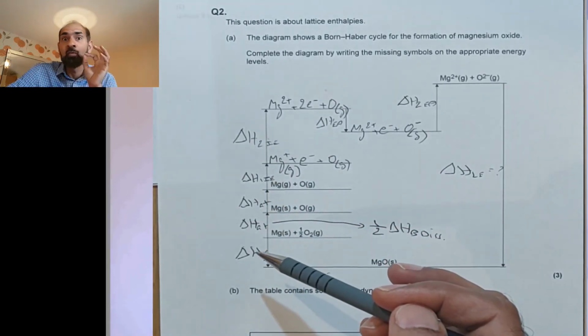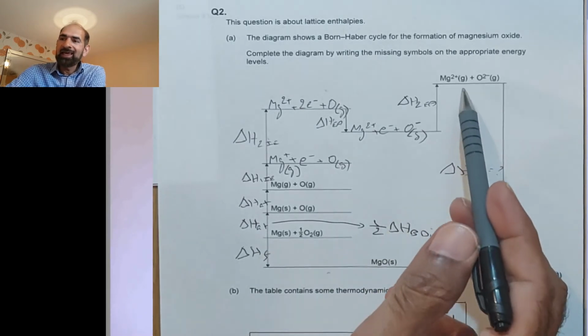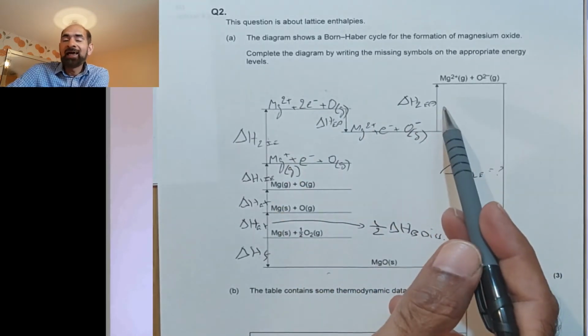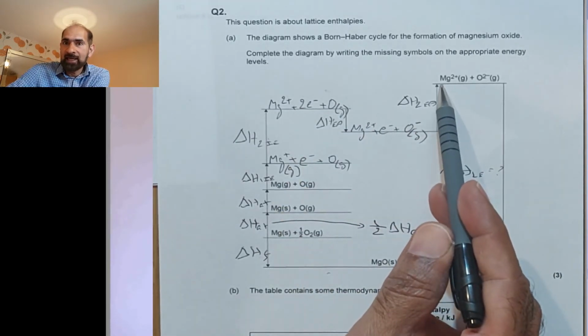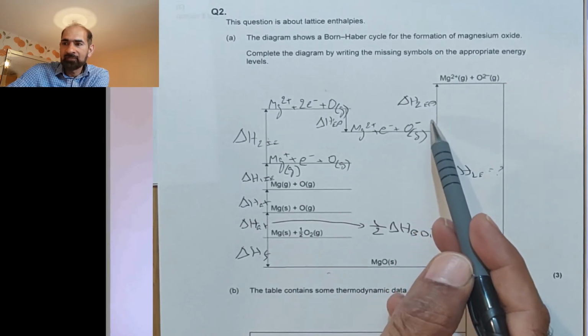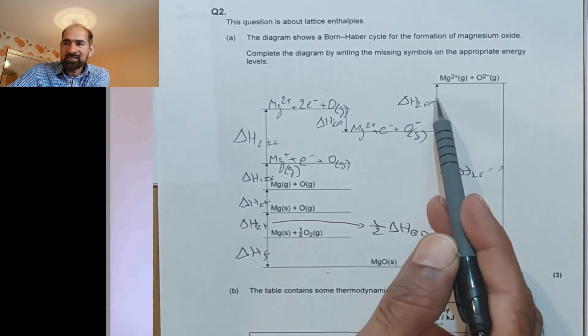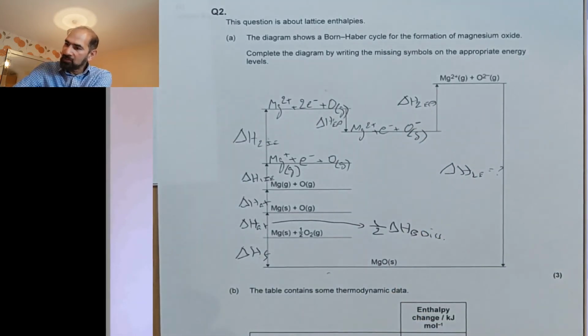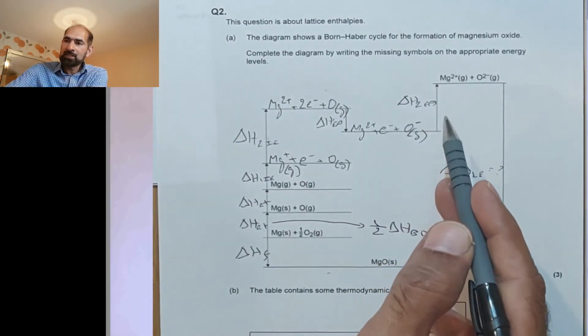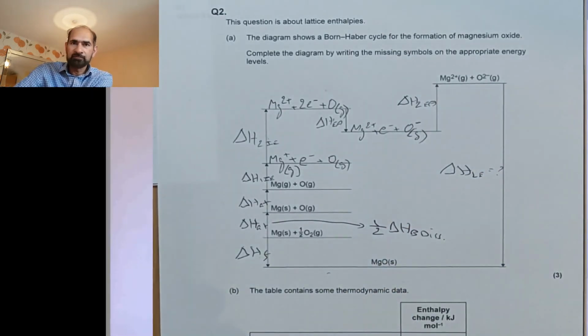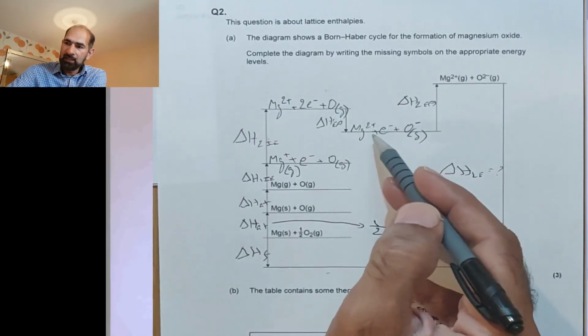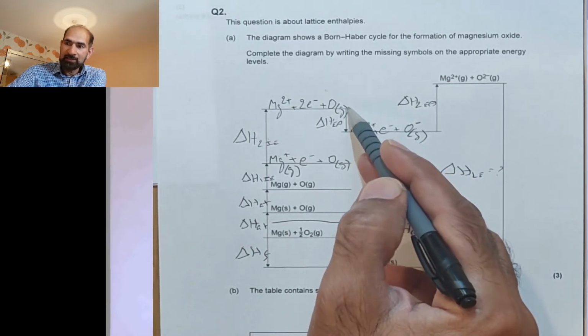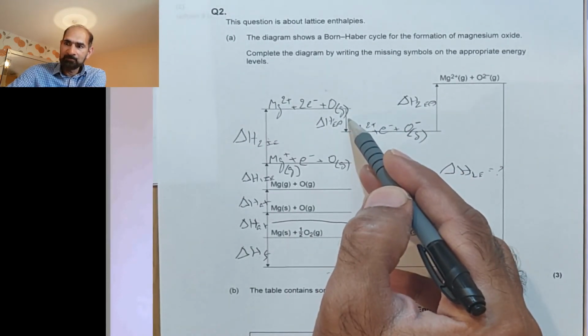But being careful of one thing. If you do go across like that, every time you go against the arrow, so look at this, I'm going against the arrow, the sign of that enthalpy change changes. So this is the second electron affinity, isn't it? That's plus 844. I'm going against the arrow, so I've got to change that sign to a minus 844. Okay, I'm going against this arrow, so I've got to change the sign of that as well.